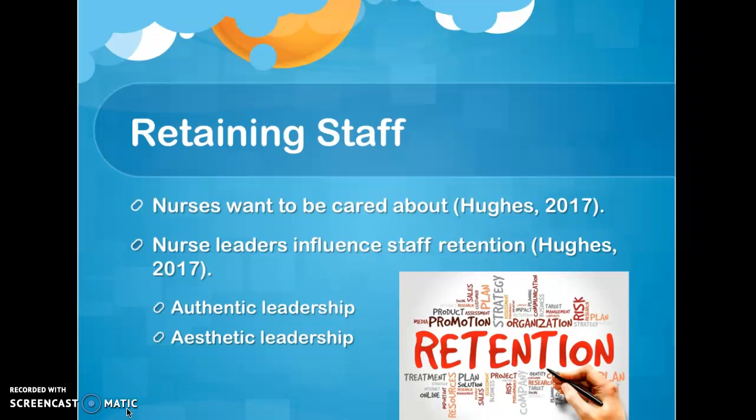Two types of leadership that tend to work, that they found, are authentic and aesthetic leadership. That is a core. It builds trust with the employees and loyalty in order for them to follow that manager and believe in what they're saying and what they're all about on that unit and what they're trying to establish.